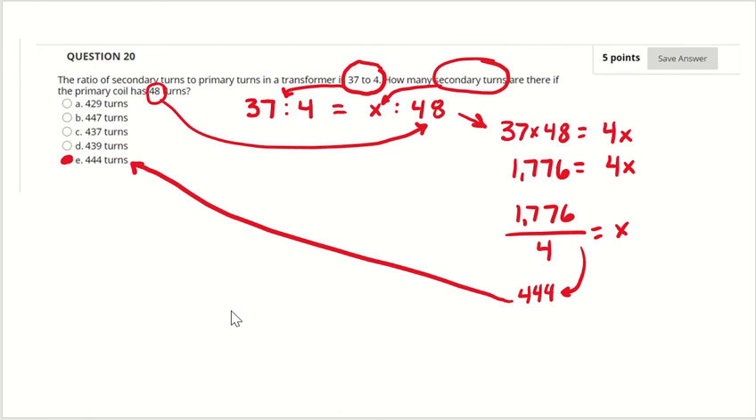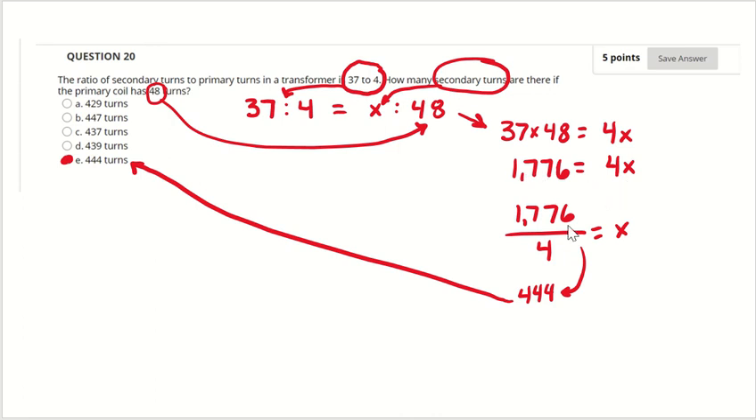On question number 20, it's a little bit difficult to set up, but as you read the statement, the ratio of secondary turns to primary turns in a transformer is 37 to 4. How many secondary turns are there if the primary coil has 48 turns? We'll write this exactly the way it's spelled out in the question. 37 to 4 is equal to x. We don't know how many secondary turns, which is what we need to find, and primary turns of 48. So our extremes, 37 and 48, is equal to our means, 4 and x.